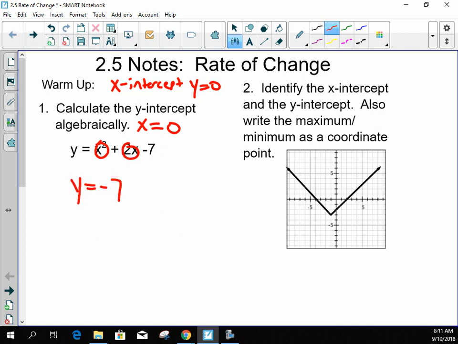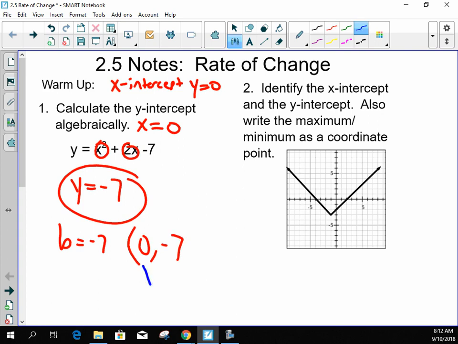Y equals -7. Now, you put that on the test and I mark it wrong. Why? Because you have to do b equals -7, or you have to go 0, -7. That's an ordered pair. That's my x, that's my y. Memorization is something you guys need to learn about. It's your friend.